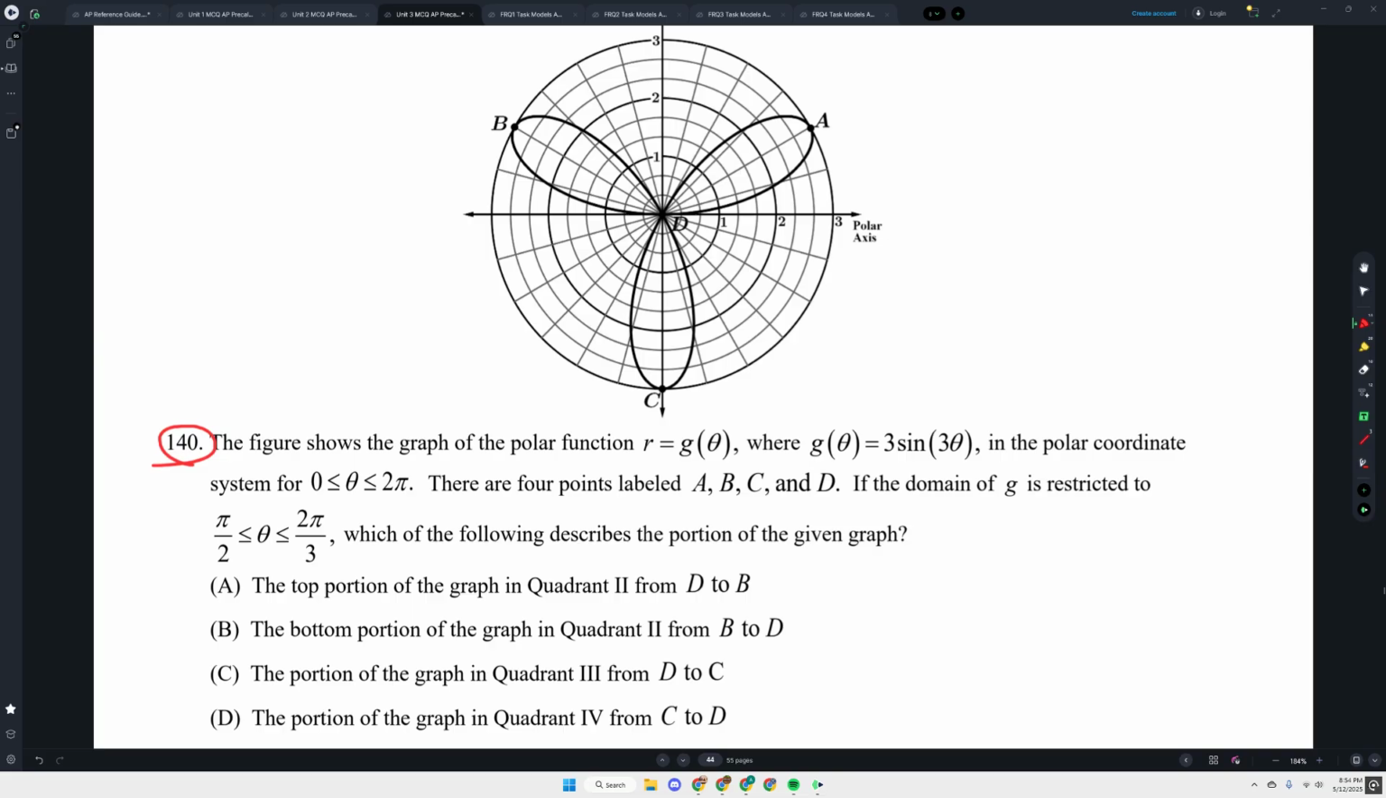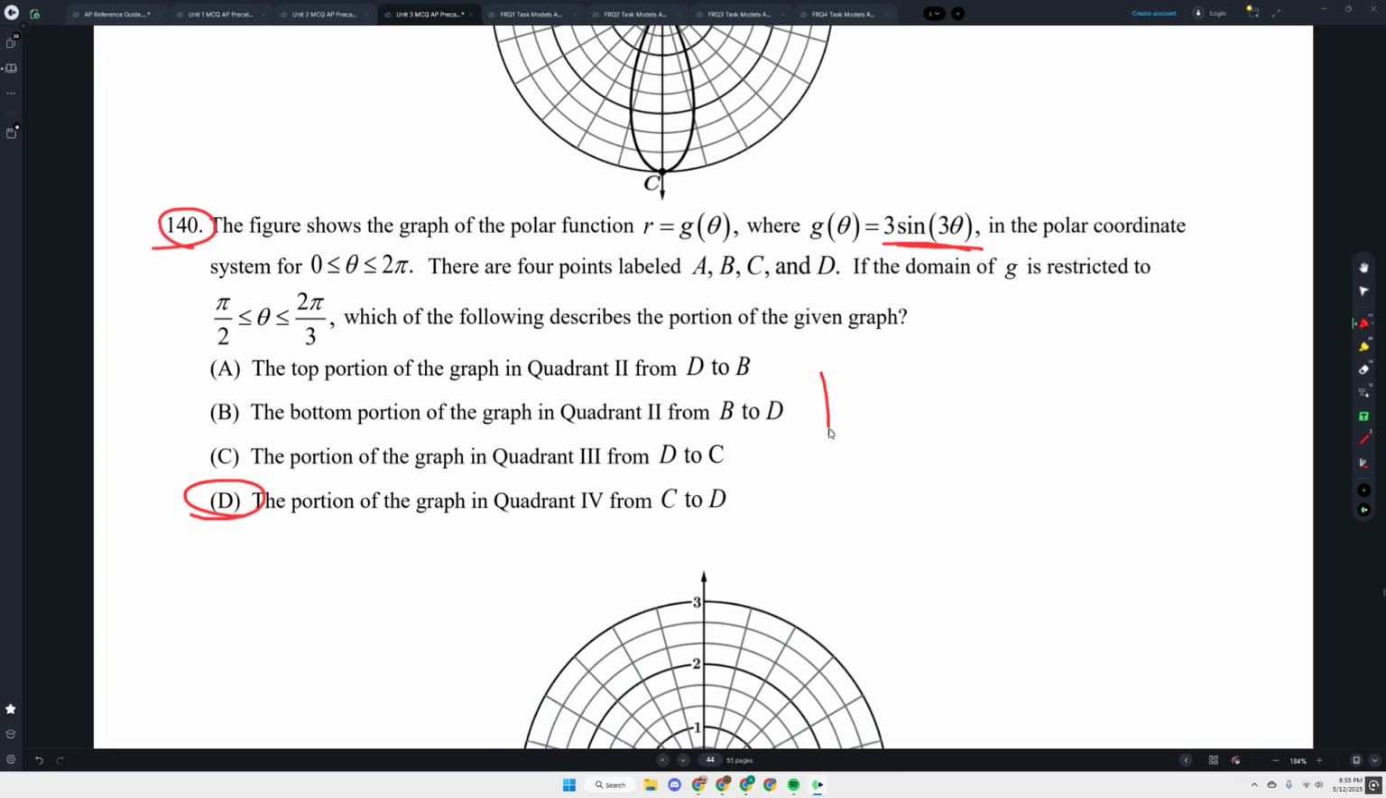Alright, the answer for 140 is D. Any questions? Yeah, why D? Alright, the way you do this is you first graph the rectangular plane.